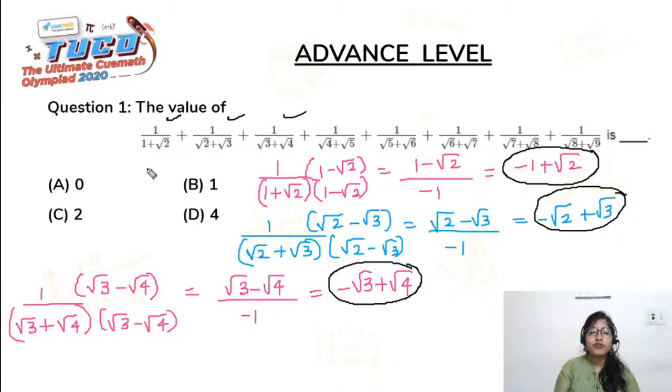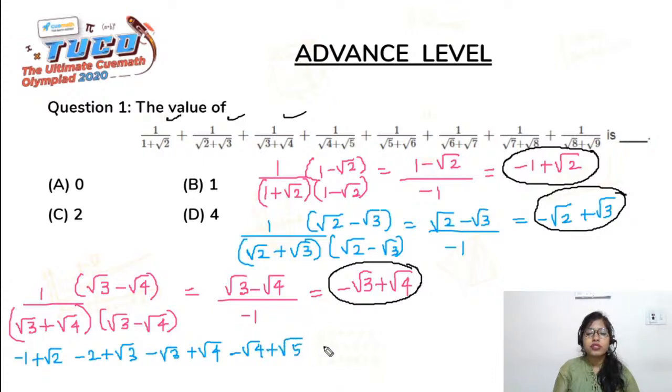Carefully notice, I want all of you to be attentive. The first term we know was minus 1 plus root 2. The second term became minus root 2 plus root 3. The third term became minus root 3 plus root 4. The fourth term would become minus root 4 plus root 5. The fifth term would be minus root 5 plus root 6. Then it would be minus root 6 plus root 7. And then we have minus root 7 plus root 8. And then we have minus root 8 plus root 9.